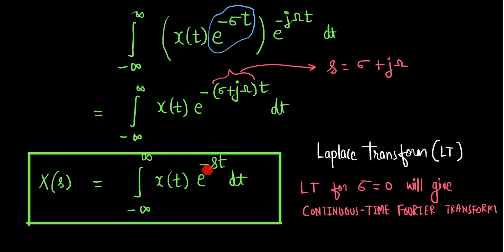So what does the Laplace transform do? The Laplace transform simply tries to find the suitable attenuation factor after which this integration is going to converge. That's it. So this new tool is simply a kind of generalization of the Fourier transform that we have already learned. So let's take the same example and try to calculate the Laplace transform.